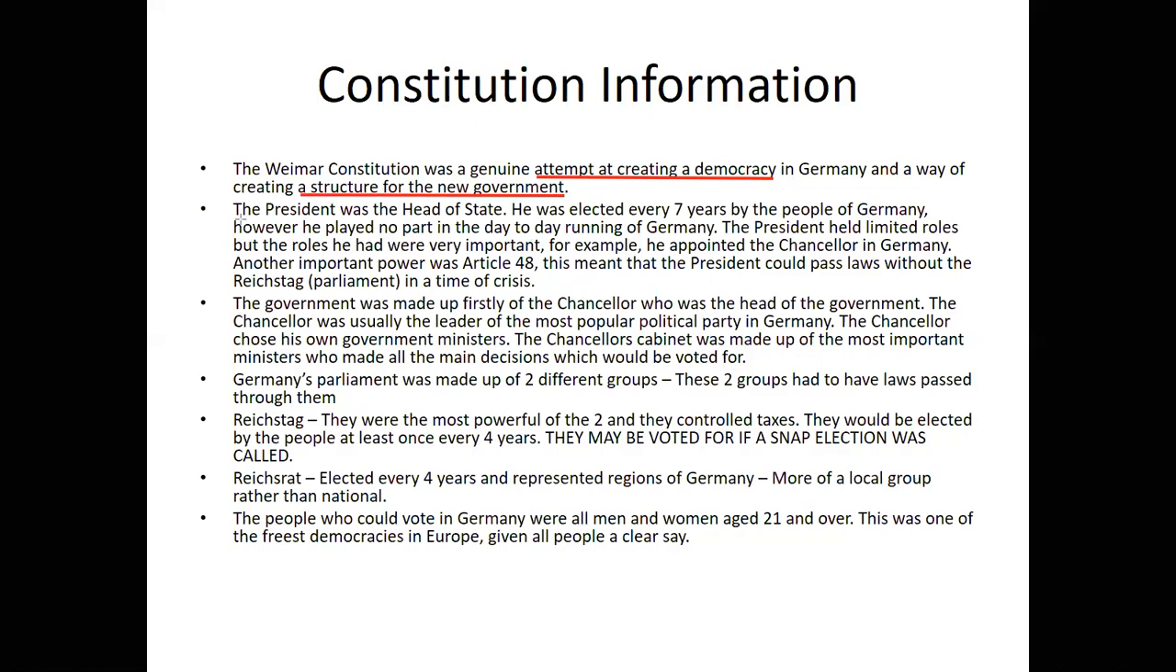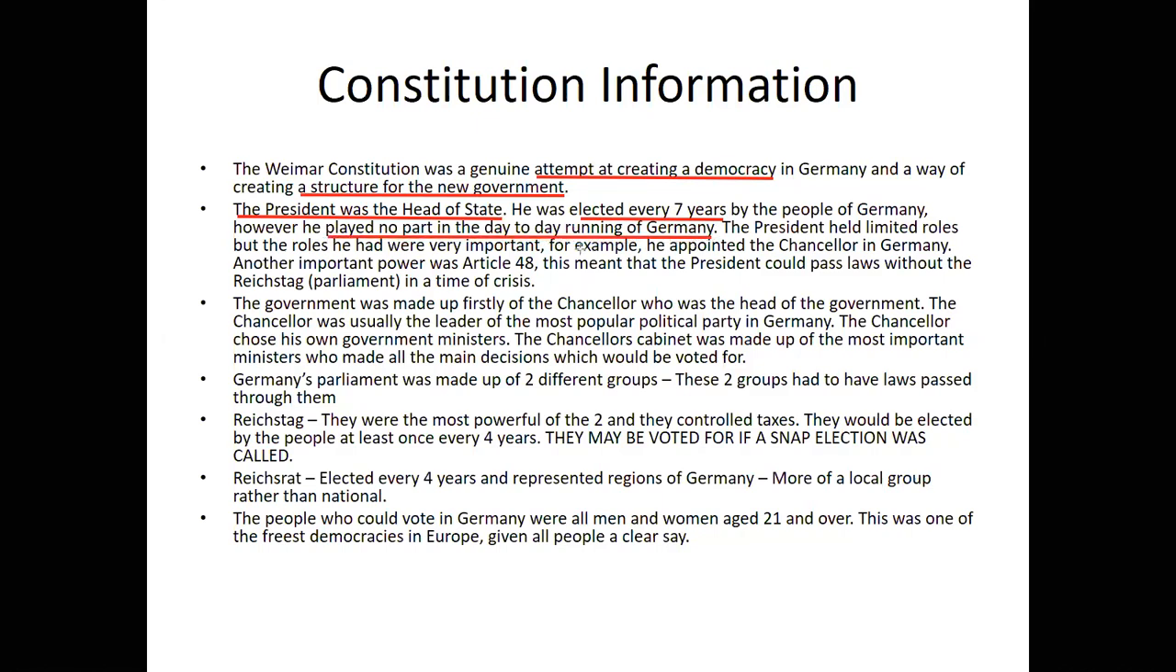At the very top, you had the president. The president was the head of the state. He was elected every 7 years by the people of Germany, so they actually had specific presidential votes. However, the president played no part in the day-to-day running of Germany.